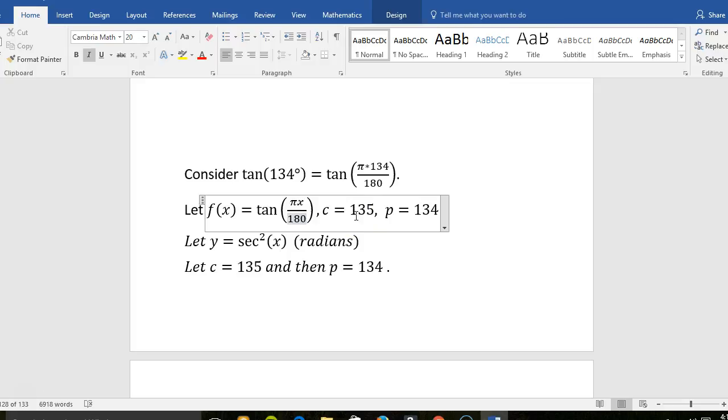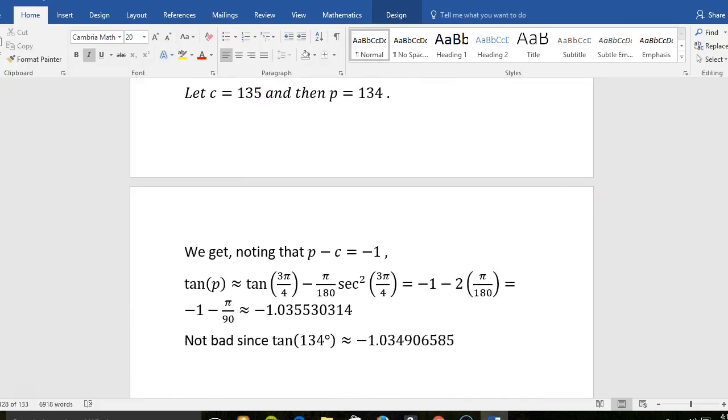Let's see, 135 would put us in quadrant 2. If you just throw 135 in here, you're just finding the tangent of 135 degrees. The tangent of 135 degrees is -1 by trigonometry. But anyway, now the tangent of 134 is hard. That's not a very pretty number to find. It's no doubt irrational. I'm quite certain that's irrational. So we're going to let y equal secant squared of x, where x is in radians. And we're naturally going to let c be 135 and p be 134. And then we just go to town.